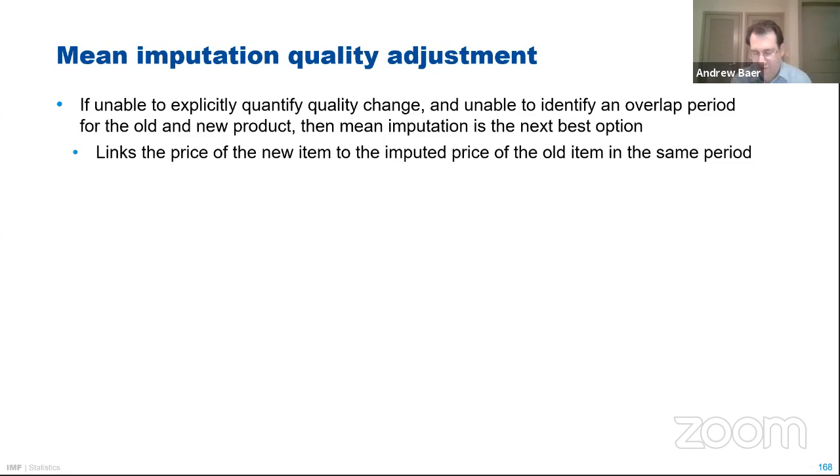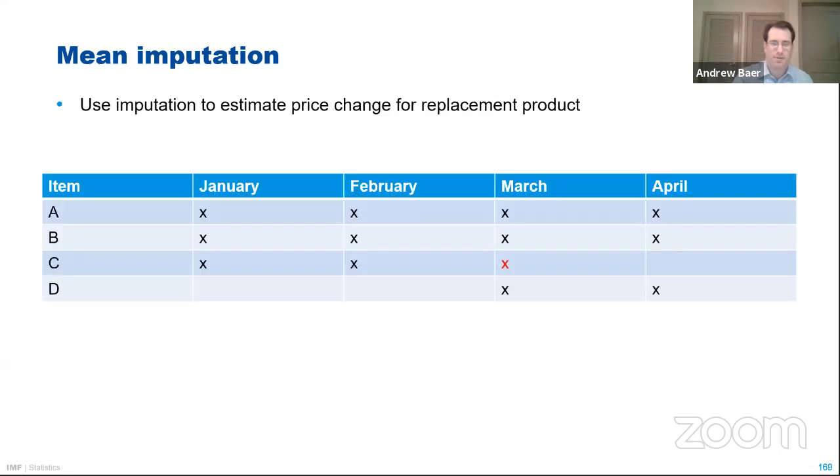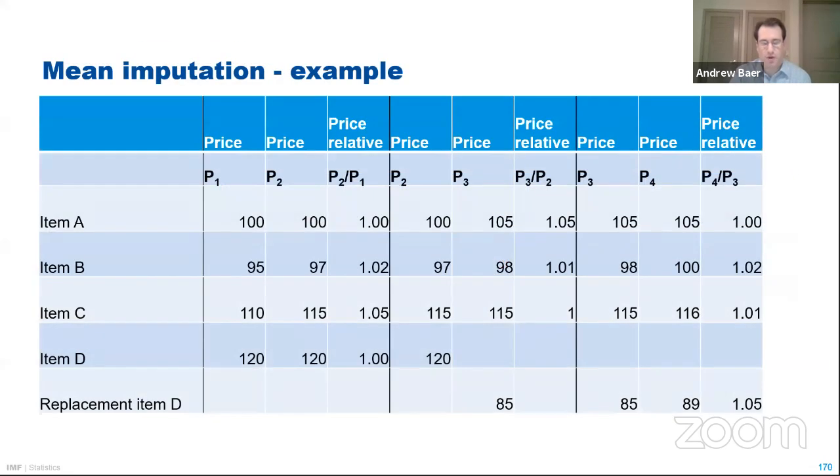So if you choose to omit missing products from your index calculation rather than impute prices for them, another disadvantage is that you cannot use this imputation method to bring in a replacement item. Let me show you how this would work. Actually, this is not a good example because this shows an overlap period. So let me go back here.